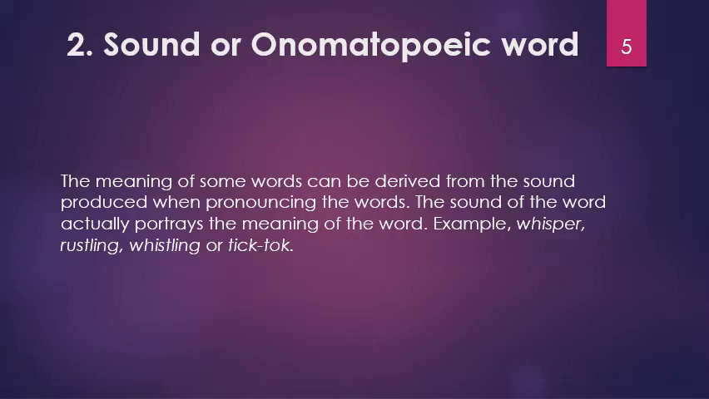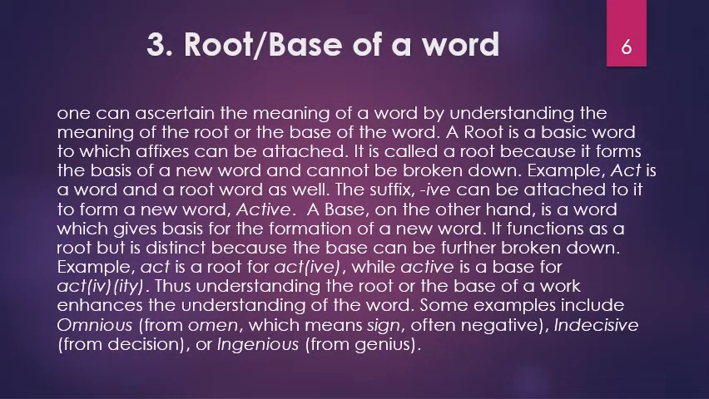The third stage that can help us understand the meaning of the word is the use of the root or base form of a word. By root or base form of the word, we are referring to understanding the meaning of a word by understanding the meaning of the root or the base of the word. When we say root here, class, we mean the basic word to which affixes can be attached. It is called root because it forms the basis of a new word and cannot be broken down.